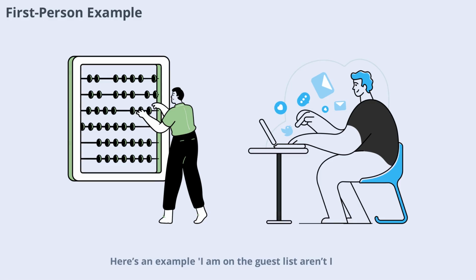Here's an example: "I am on the guest list, aren't I?" Even though it might seem odd, this is the correct way to form the question tag with "I am." It's a small detail, but it makes your English sound much more fluent.